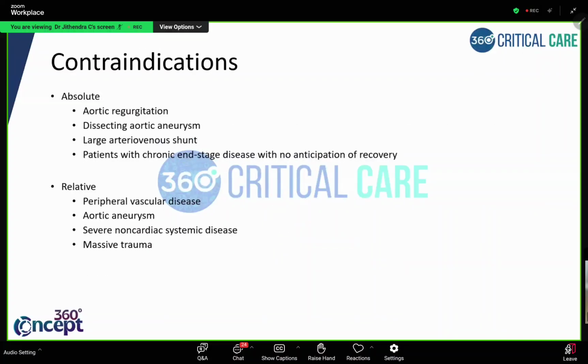Okay. Now coming to the contraindications, as I told you, for any procedure they'll ask you about the contraindications. You should know the absolute contraindications. If they're asking you the question, these four should definitely be there because they'll get you the maximum marks. So what are the absolute contraindications? Aortic regurgitation, dissecting aortic aneurysm, large AV shunt, and patients with chronic end-stage heart disease where you are not expecting any recovery to happen. We will not be starting him on IABP, so you should definitely know aortic regurgitation and aortic dissection. Relative contraindications include peripheral vascular disease, aortic aneurysm, severe non-cardiac systemic disease, and massive trauma. These are relative contraindications, but definitely they'll ask you about the absolute contraindications.